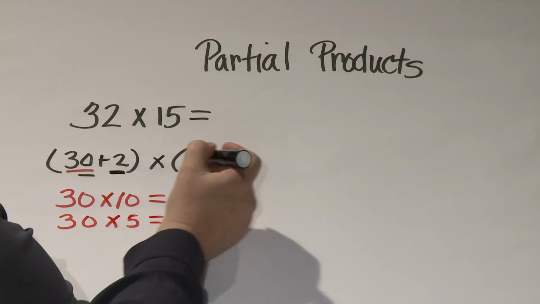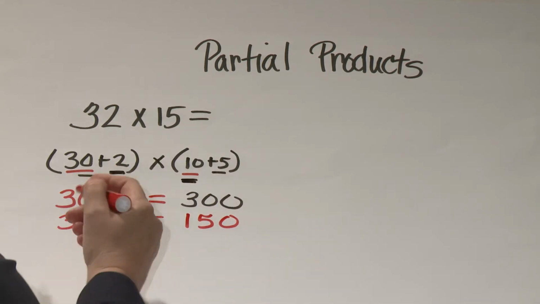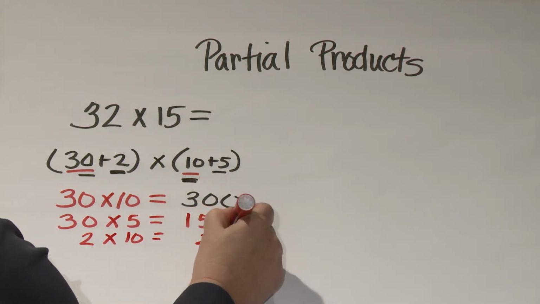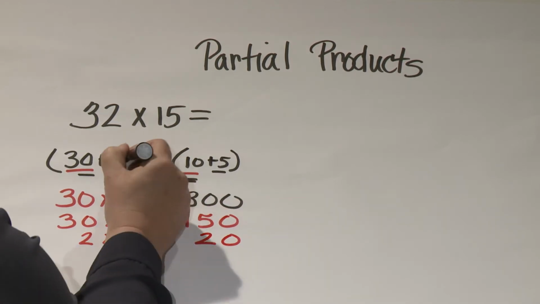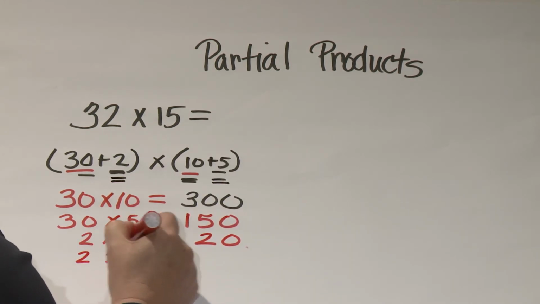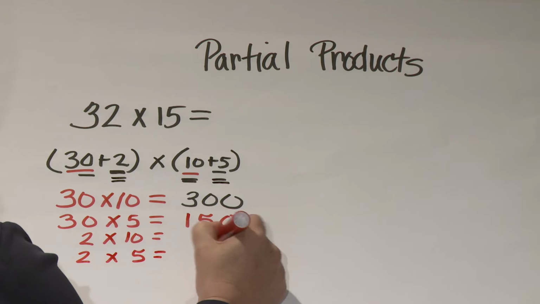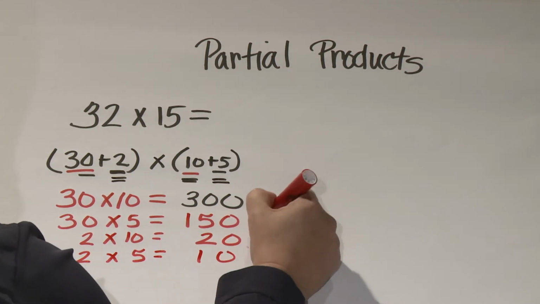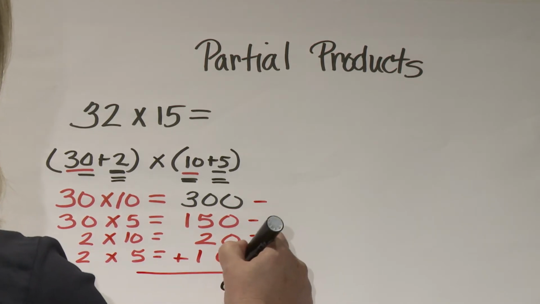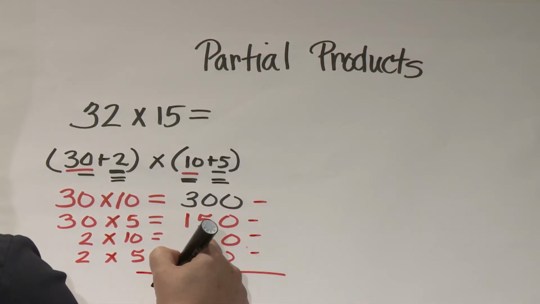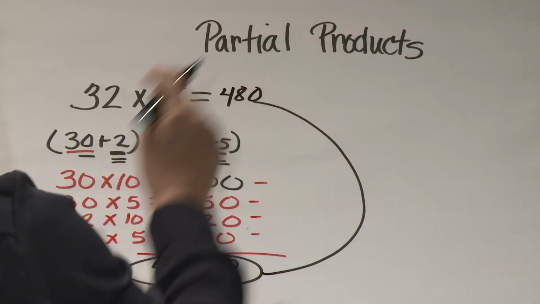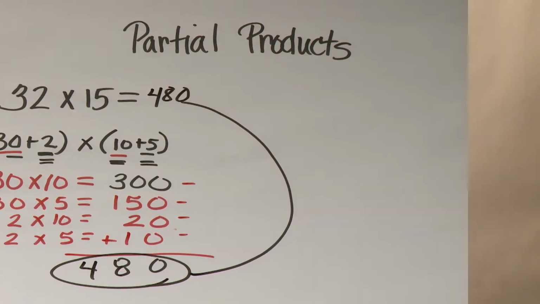Next, I will do 2 times 10. We know that equals 20. And lastly, we'll do 2 times 5. Here are my partial products. My next step is to add them up to get my sum of 480. And that is the product of 32 times 15.